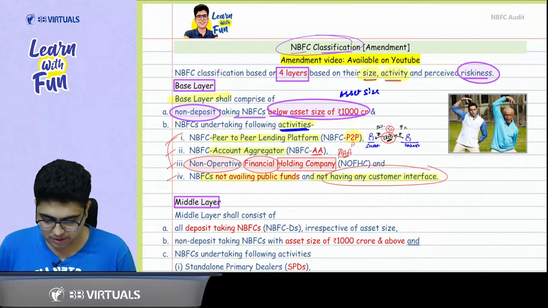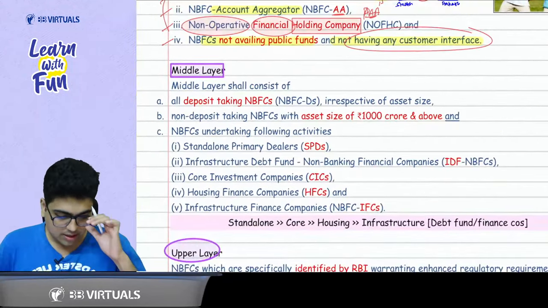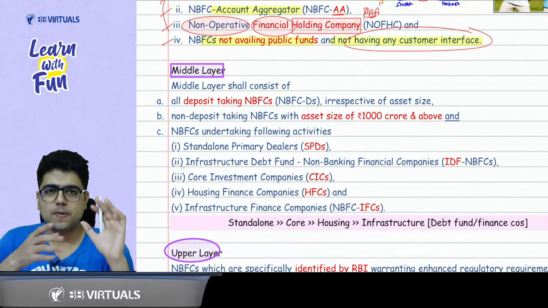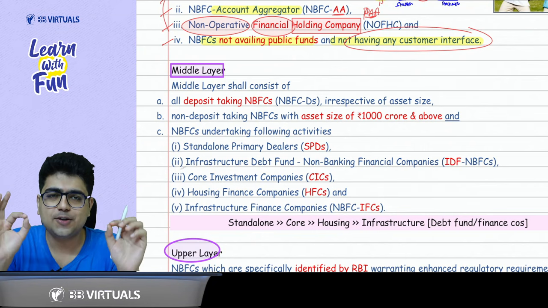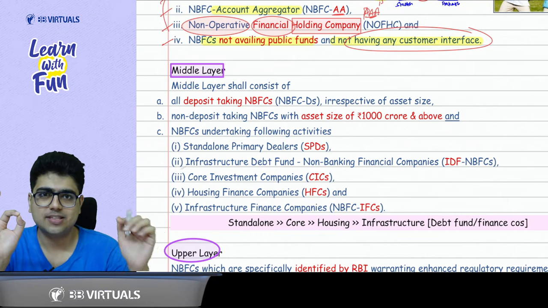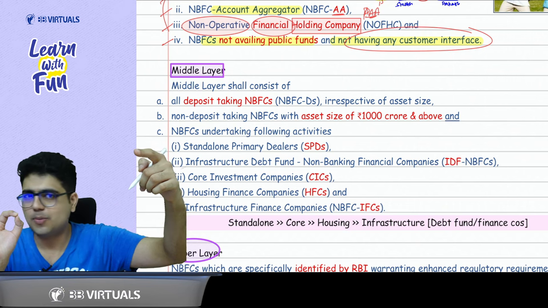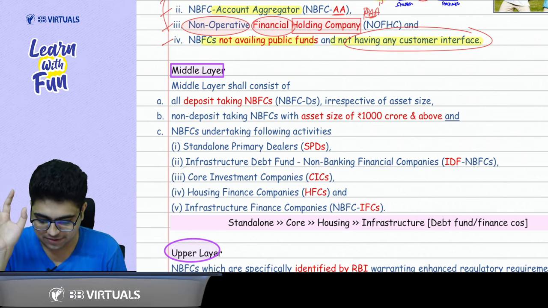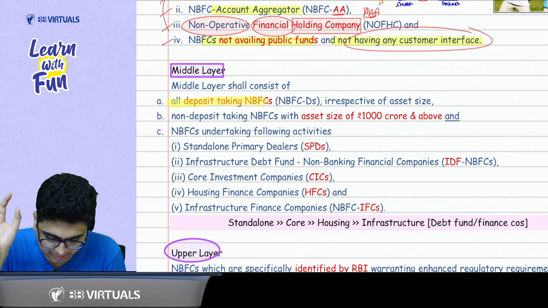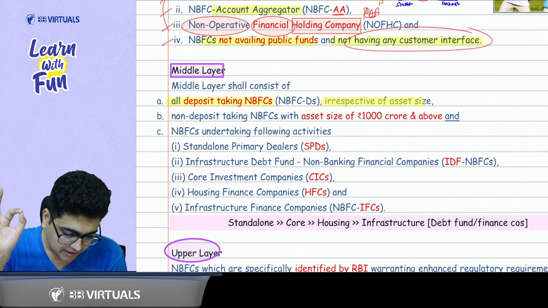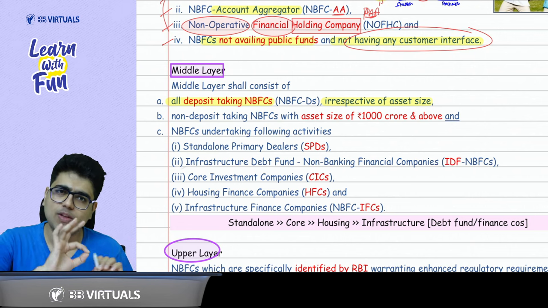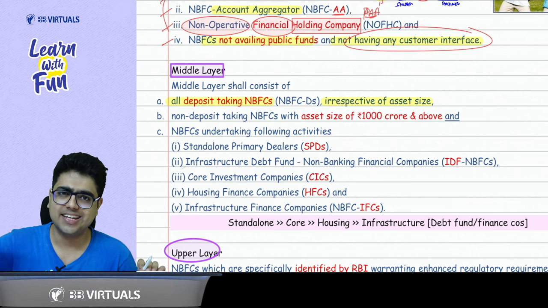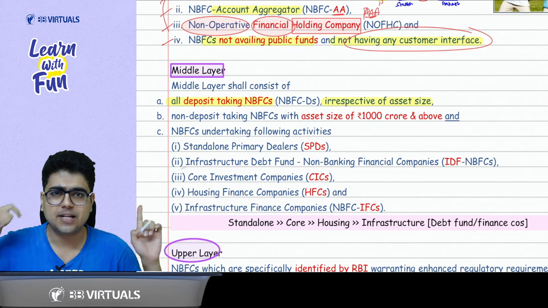Now let's move to the middle layer. Now, sir, what is this middle layer all about? First of all, it talks about deposit-taking NBFCs. In the earlier one, we did not talk about deposit-taking NBFCs; we talked about non-deposit-taking NBFCs. Here we will first focus on all the deposit-taking NBFCs irrespective of their asset size. We don't care about asset size. All deposit-taking NBFCs become a part of it.